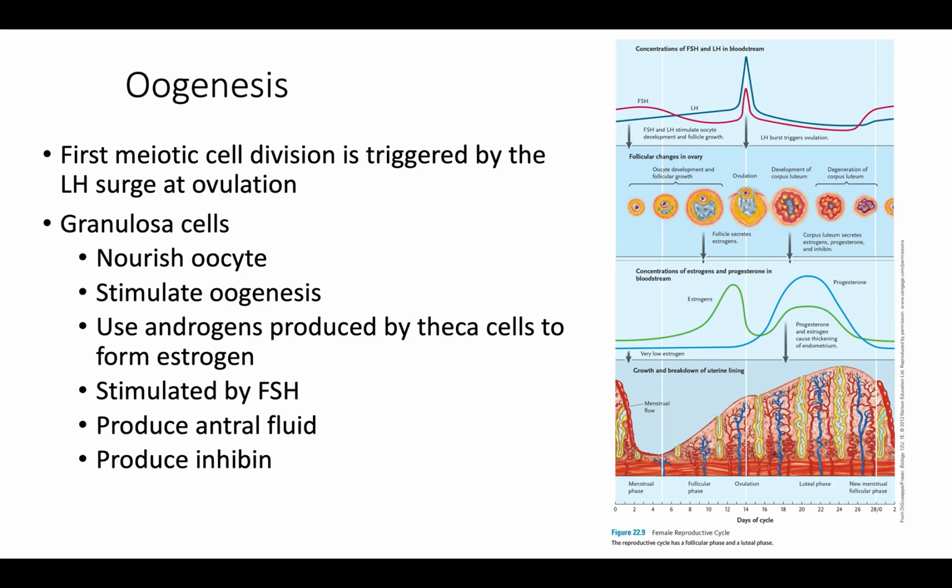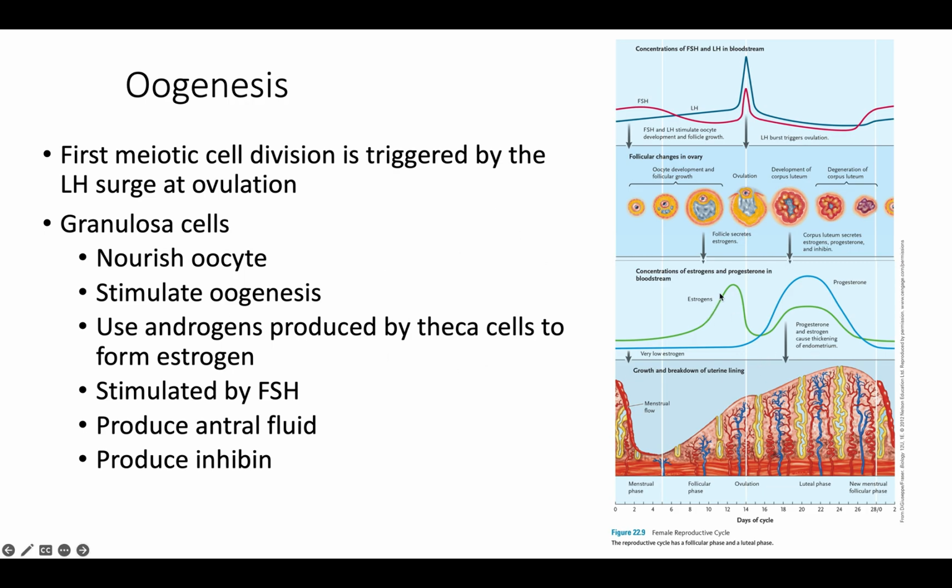All right, so again, that first meiotic cell division is going to be triggered when we have the LH surge that happens during ovulation. We have specialty cells around here called granulosa cells. These granulosa cells here are going to be nourishing this developing oocyte and stimulate the creation, or oogenesis. And then also we're going to have theca cells that are going to create androgens, and we utilize those to form estrogen. So as I mentioned, androgens and estrogens are quite interchangeable chemically. They're very similar biomolecules. And so the theca cells are able to actually create androgens, and then we're going to transfer those into estrogen.